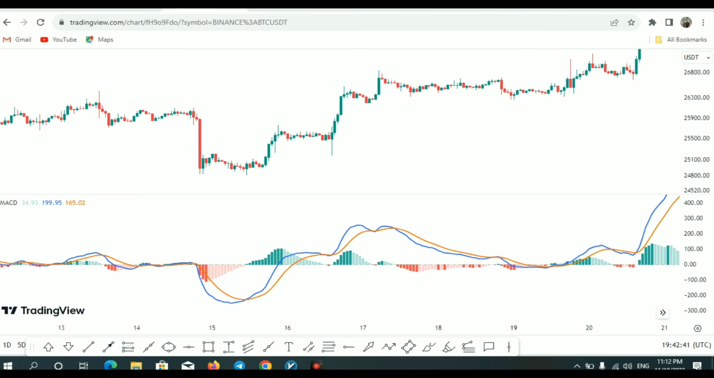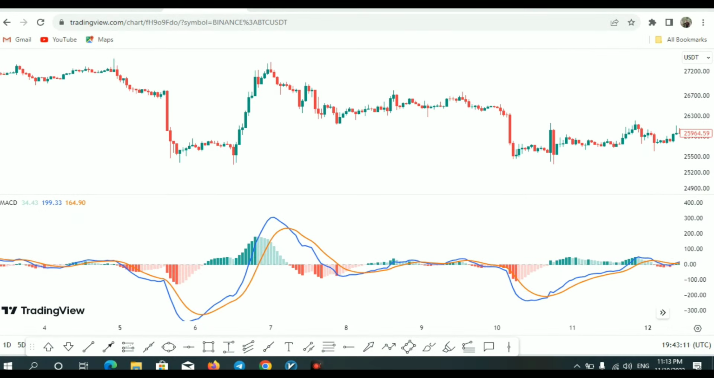When the MACD line breaks the zero line from bottom to top, the market becomes bullish. When the MACD line breaks the zero line from top to bottom, the market becomes bearish.